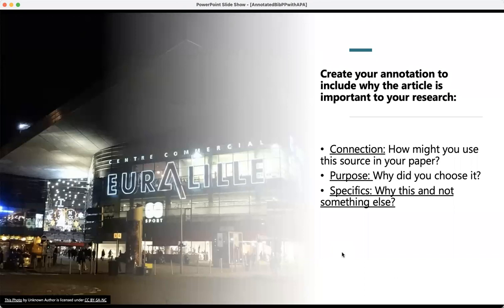Then once you have the summary and you've looked at whether or not the author is credible and if the information is accurate and you've got that piece together, there's another small paragraph that follows. That small part tells us how you might use this source in your paper. So for this part, how might you use the source in your paper? Why did you choose it? Why this source and not another source? What is important about it?